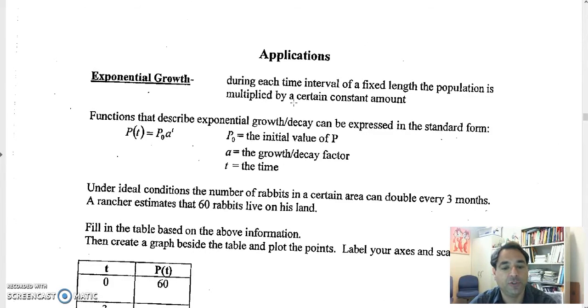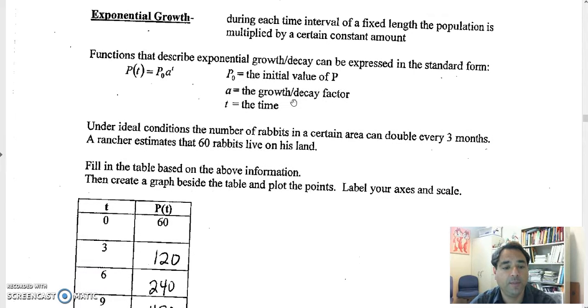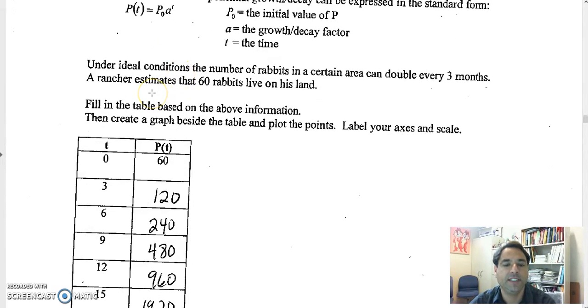We can have exponential growth. So for example, in this problem, notice exponential growth looks like the population in terms of time. You start with your initial population times a, the growth rate in this case, raised to the t. And notice that under ideal conditions, the number of rabbits in a certain area can double every 3 months. So double every 3 months. We started with 60 rabbits.